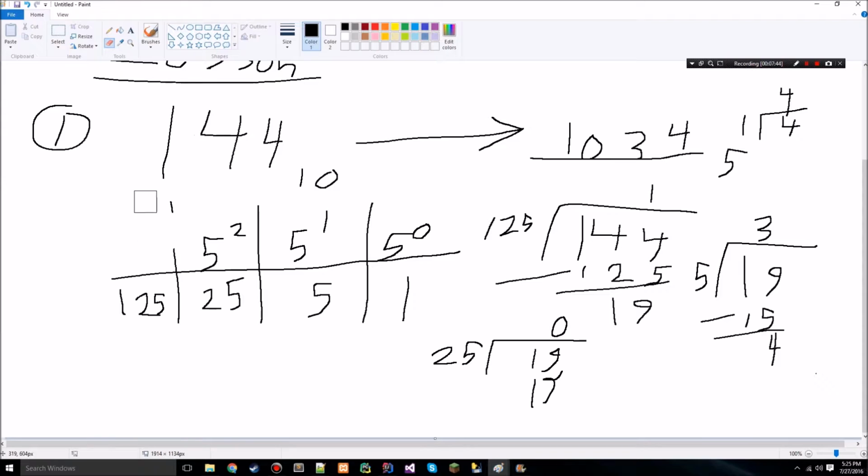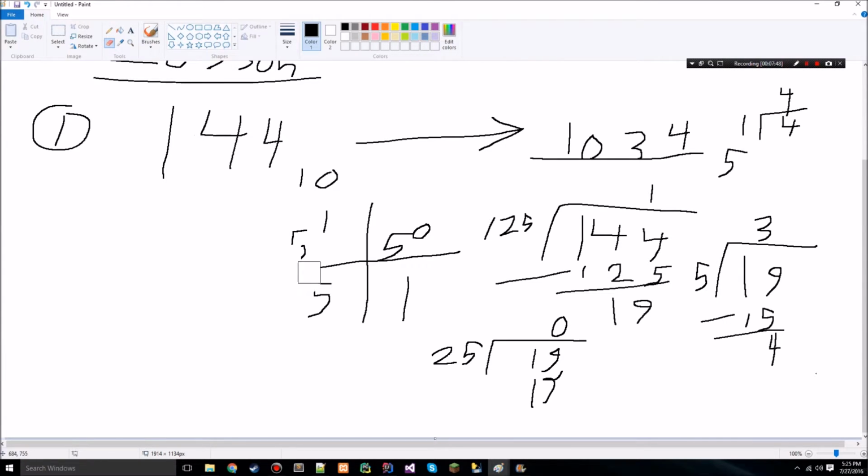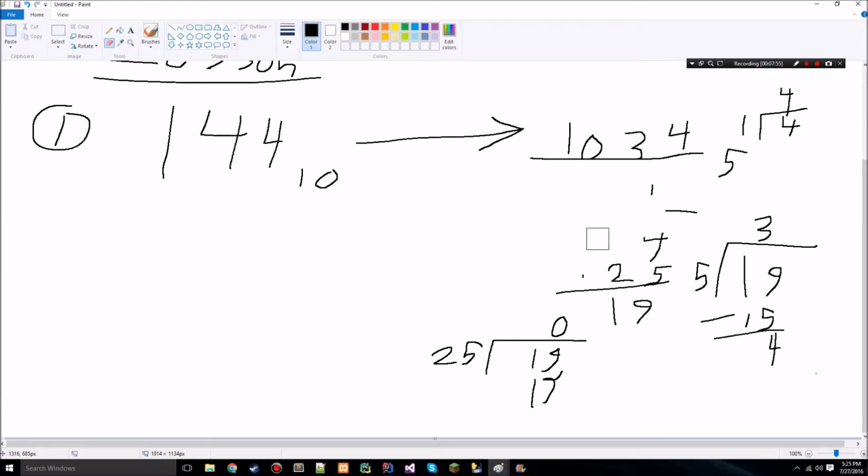Alright, now I want to show you how to do the other method, and this is called mountain division. You might be familiar with it in some algebra courses. They teach it for prime factorization. It's just a method of prime factorization.